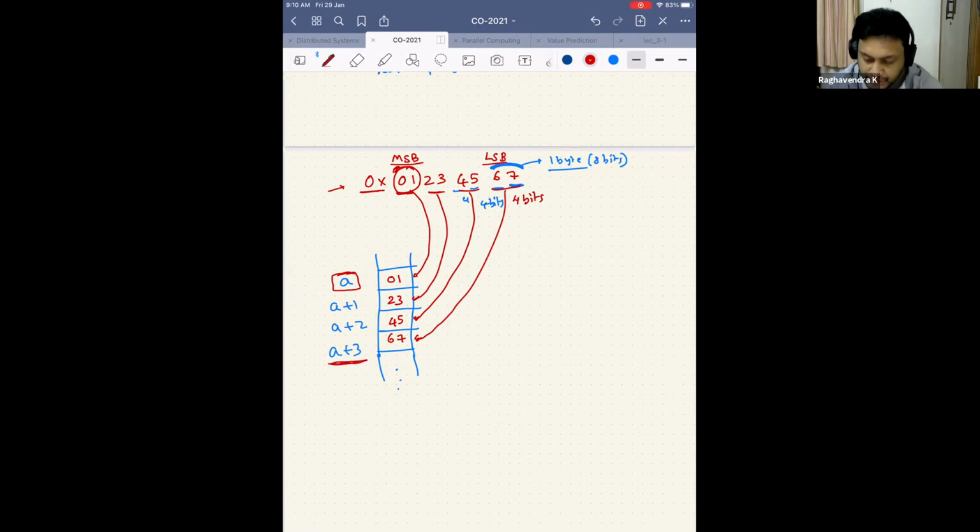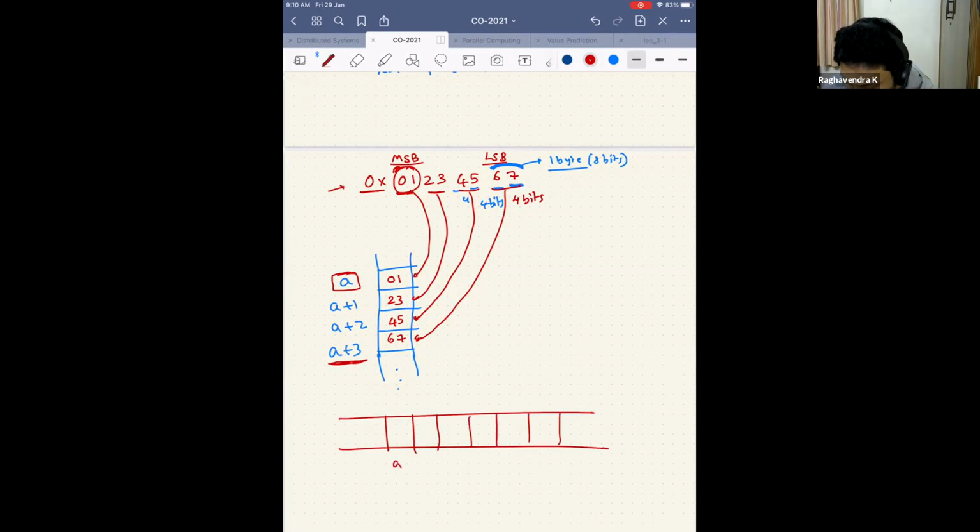So you start with storing the MSB. If you have a memory something like this, let's say this is what you have been used to. Let's say I have memory A, and this memory is 0x1, 0x2, 0x3, 0x4, and so on. I store the MSB here. In this case, I will be storing 0, 1 here, 2, 3 here, 4, 5 here, 6, 7 here. So I start with storing the MSB. It's the way I read, I just store it in the memory. This is called Big Endian format.